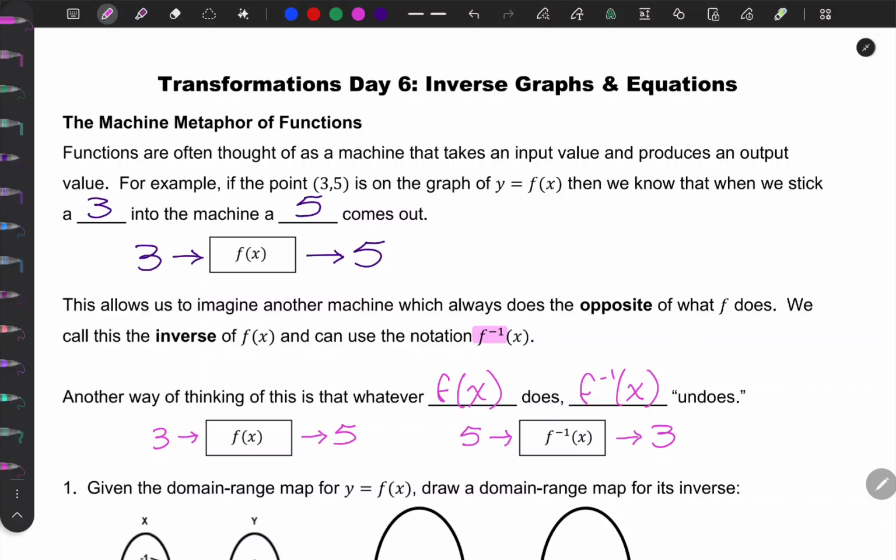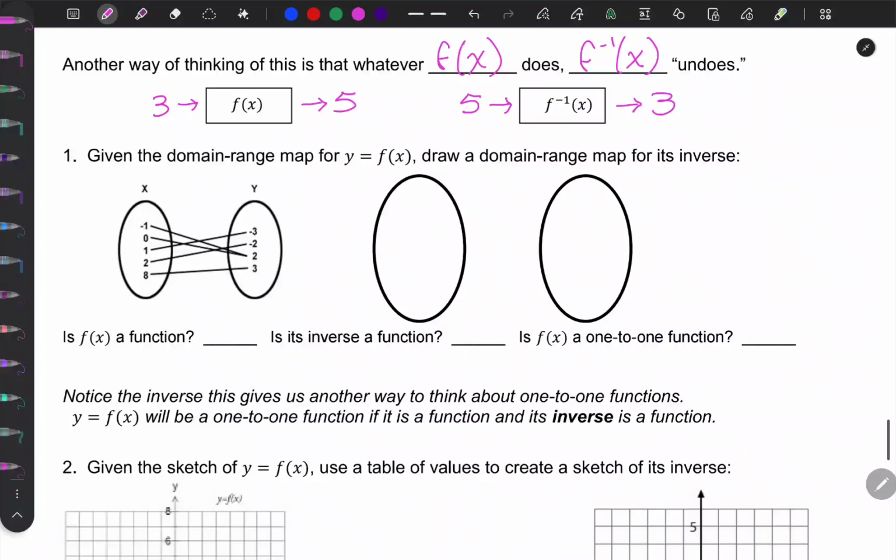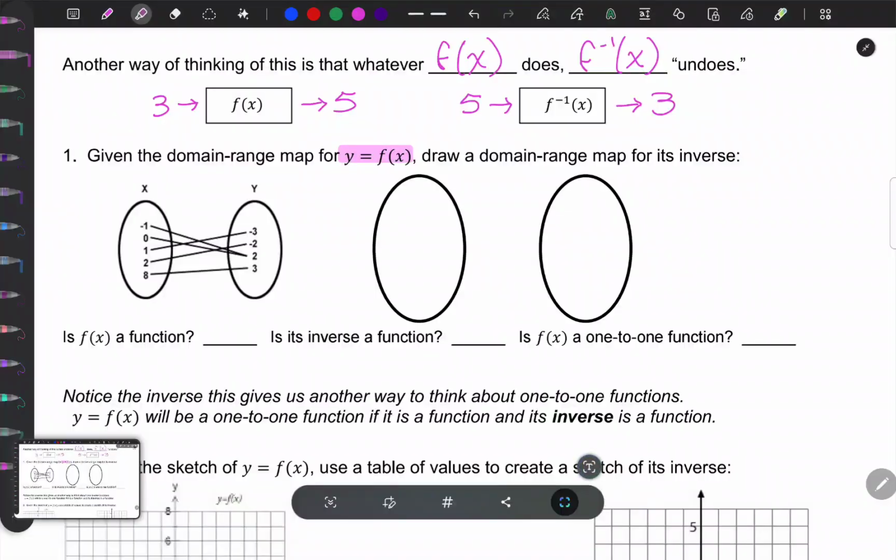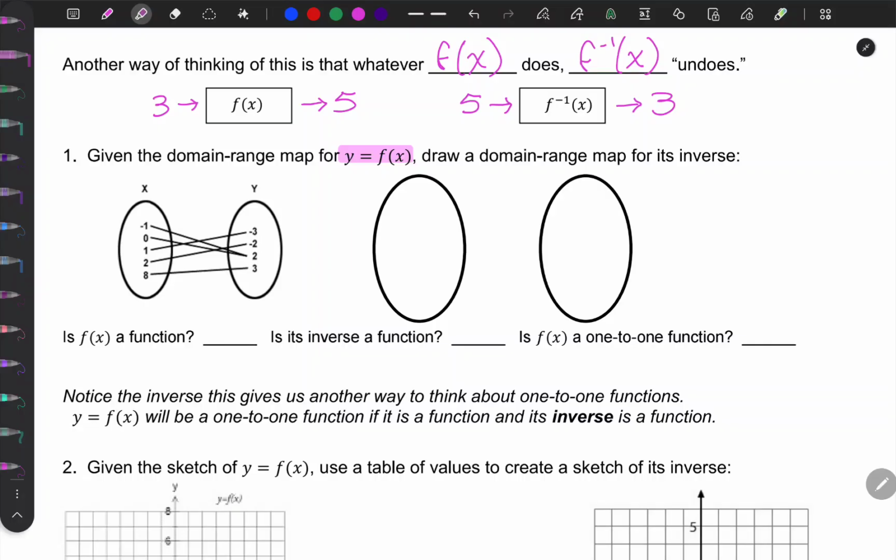Let's take a look at how this could work. So given the domain range map for y equals f of x, let's draw a domain range map for the inverse. In the inverse, we'll start with the y values, -3, -2, 2, and 3. And the inverse should return the x value that the original function started with: -1, 0, 1, 2, 8. So notice we essentially just switched our x and y values.